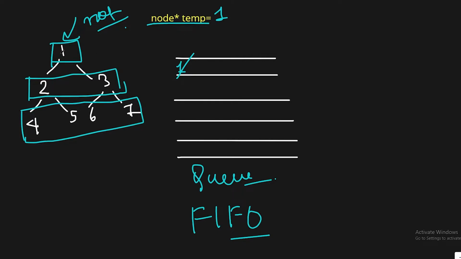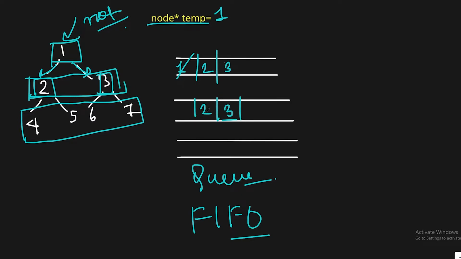Now after storing it in the temp, we are going to check whether 1 has a left node and a right node. We see that yes, it has a left node and a right node. So we are going to push the left node and the right node into the queue, right? So the queue looks like this.